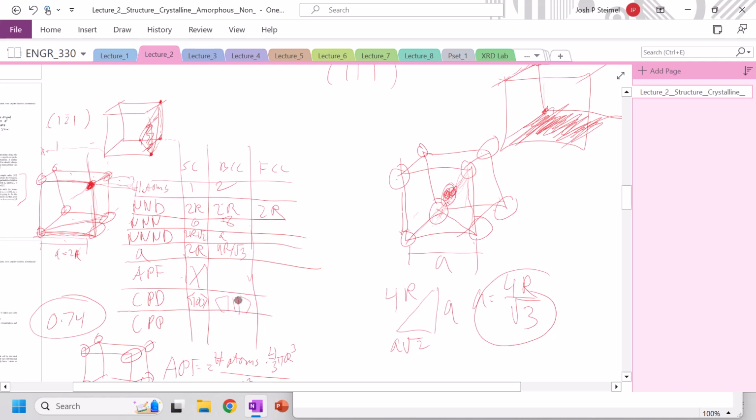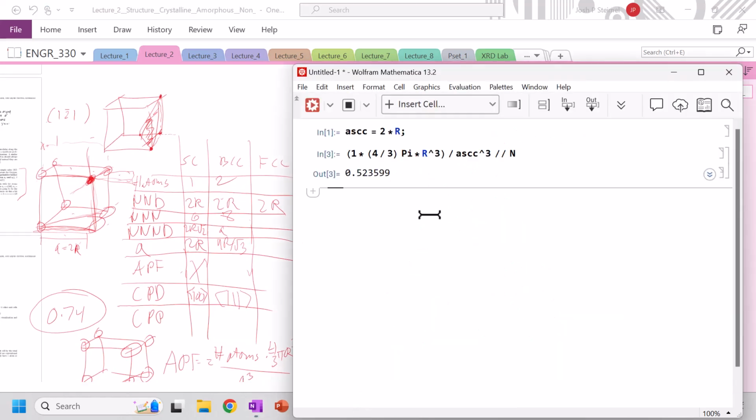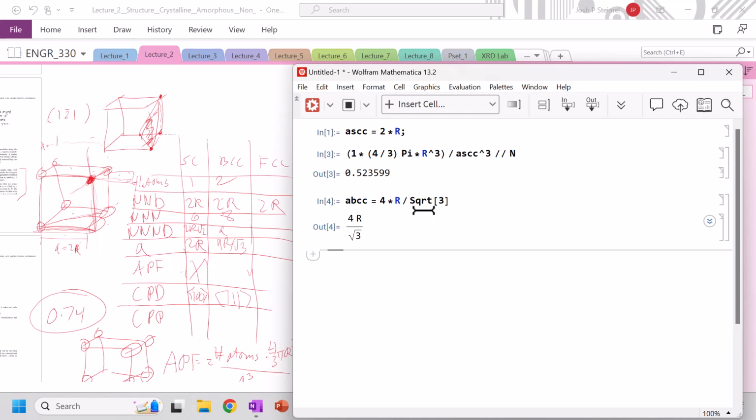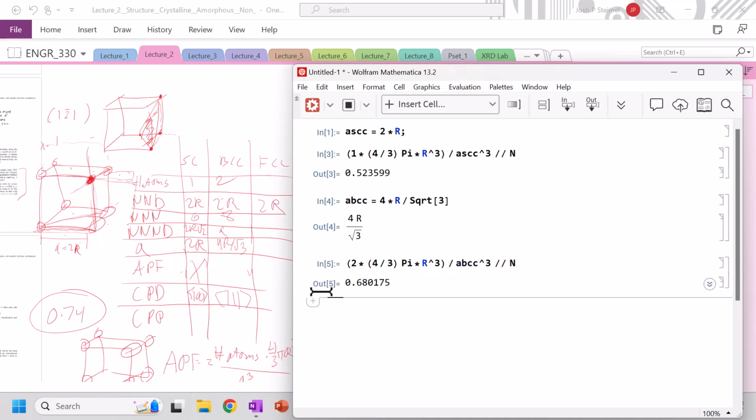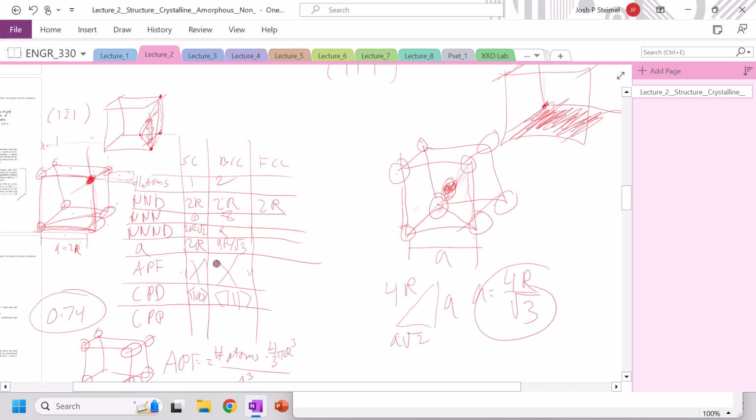Now, what about our atomic packing factor? Well, let's go ahead and find our handy dandy mathematical notebook. So a equals 4 times r divided by square root of 3, not 4, 3. So we can copy this here to get the atomic packing factor. We just substitute now 2 atoms for BCC, and we get 0.68. That's not the magic number yet, so we're not at 0.74. So we're not a close-packed structure.